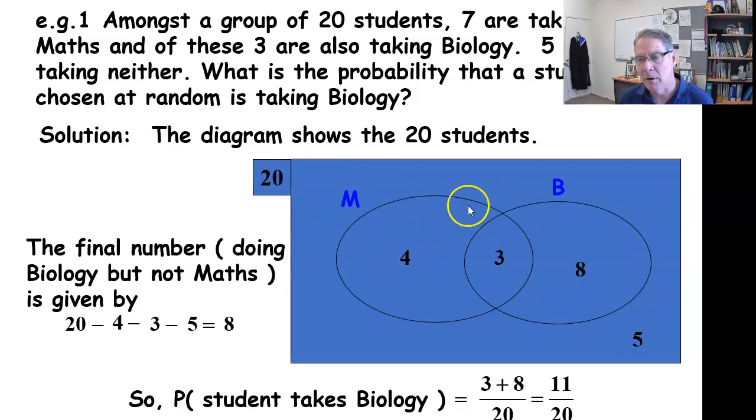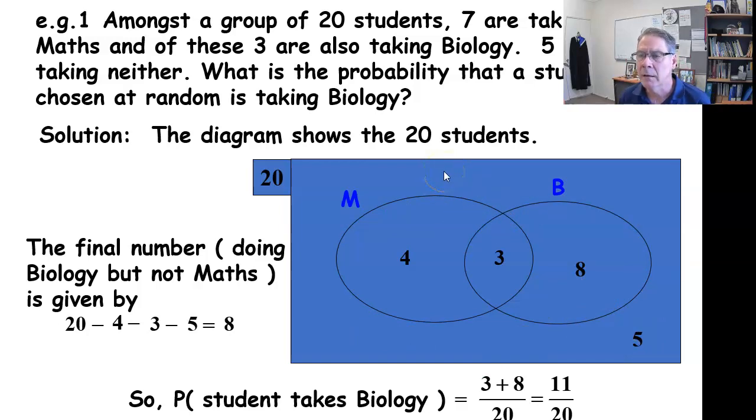And, of course, with the Venn diagram it's maths on the left, biology on the right, and, of course, those who take both in the middle. That's pretty well understood by you, but you'd unpack that for your students. So the question asks, what's the probability of a student chosen at random taking biology? Interesting, you may not have seen, that's the 5 students who take neither. So they're outside the circles.